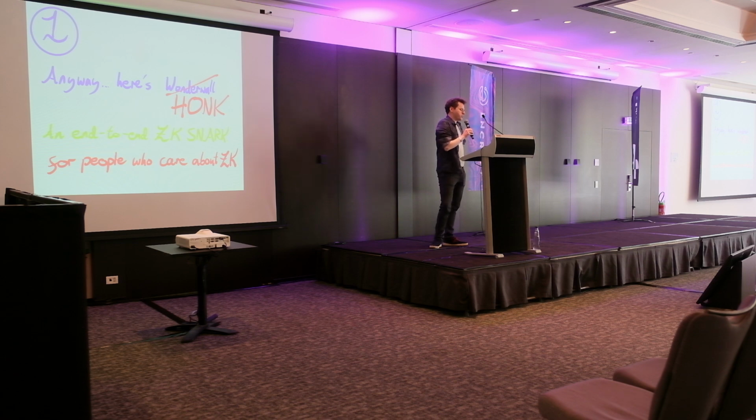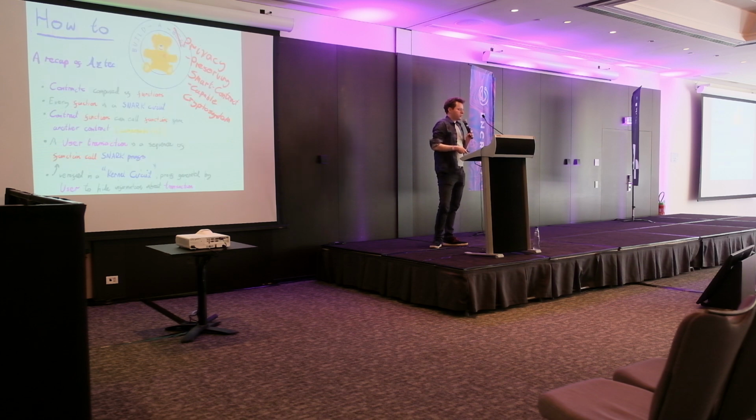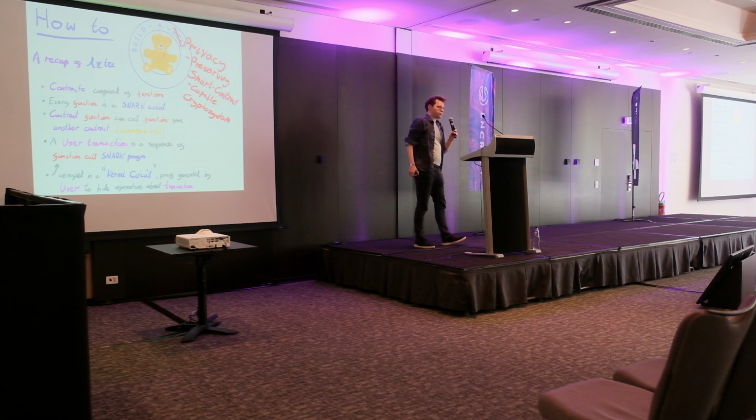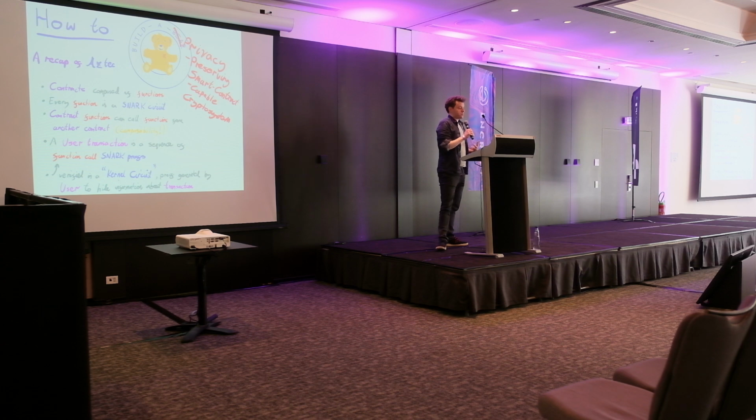How does one make an end-to-end ZK-SNARK? So first of all, because the cryptography is very much tailored to the applications and the needs, what is it that we're trying to do with Aztec? Well, we have smart contracts that are privacy preserving. What does that mean? It means that each contract is composed of functions, and each function is a SNARK circuit.